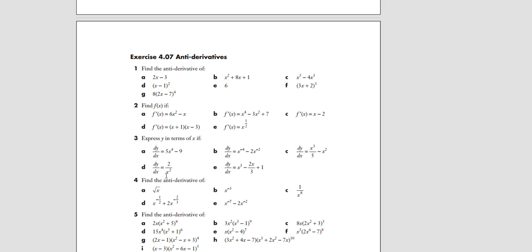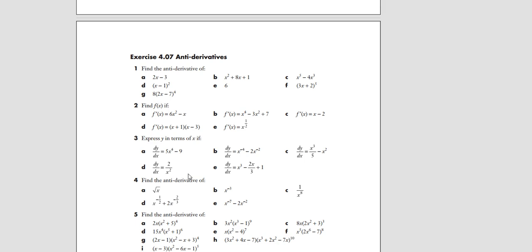I'm going to talk about this problem, dy by dx equals 2 divided by x square, okay? I'll tell you how to solve the problem, it's very easy. The next one is x cubed minus 2 by 3x plus 1, again 2 by 3 is a constant k, and you can solve the problem, okay?